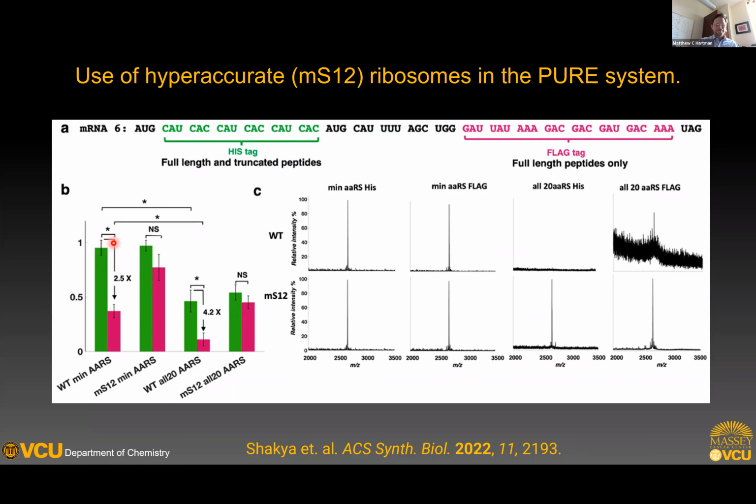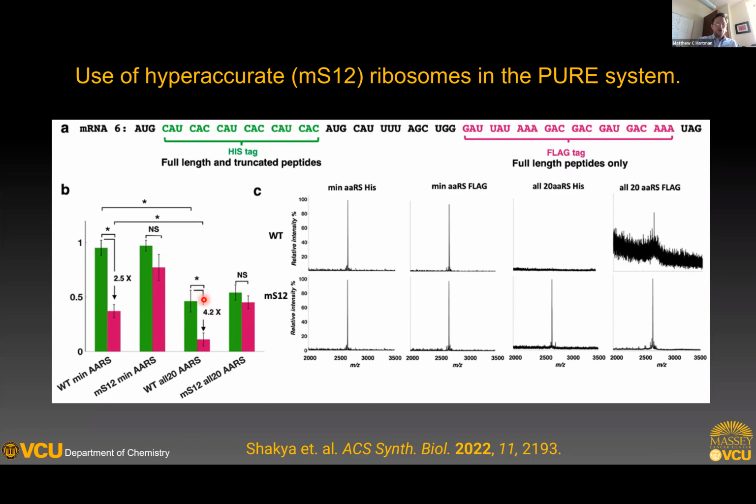So you can see, even with just wild type ribosomes using the minimum synthetases, we see a drop off in yield between His and FLAG. And that means that the wild type ribosomes are not always making it to the end. Interestingly, if we look at the mutant S12 ribosomes, we don't see a significant difference between the His and the FLAG, which tells you they are processing all the way to the end. Another interpretation here is that these ribosomes could be making some errors, which might reduce affinity, and that's why you see the difference.